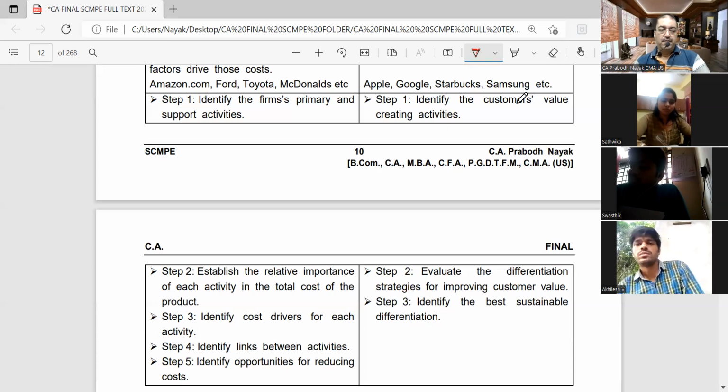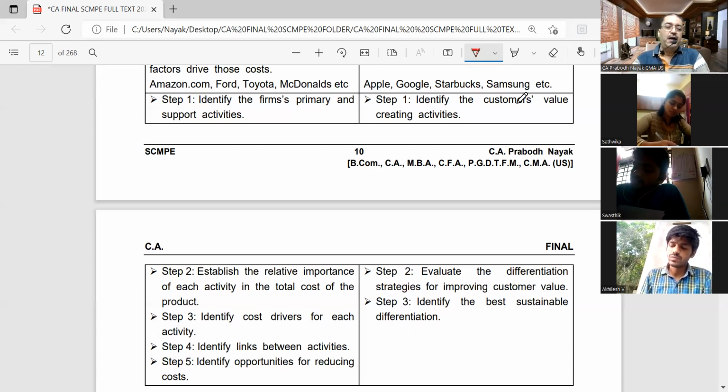For example, if the wage rates are very high, it can be dealt with by increasing the production speed or outsourcing the jobs to low wage countries or introducing automation.